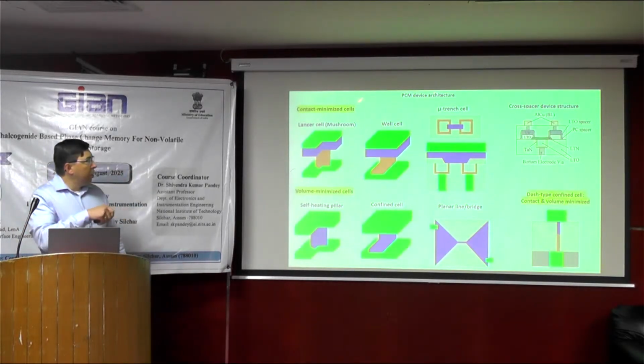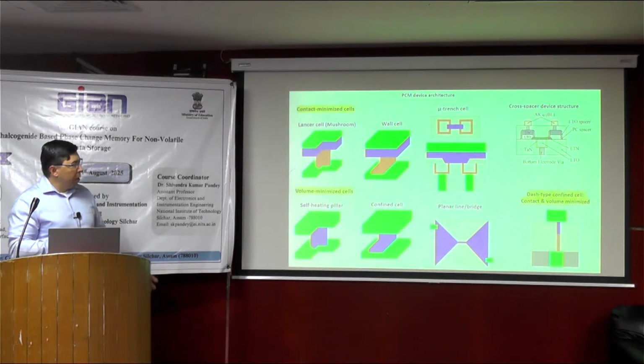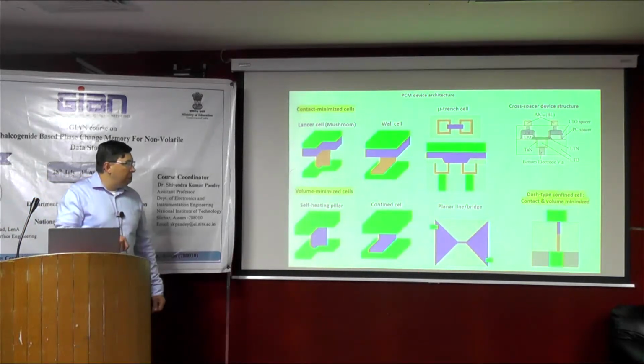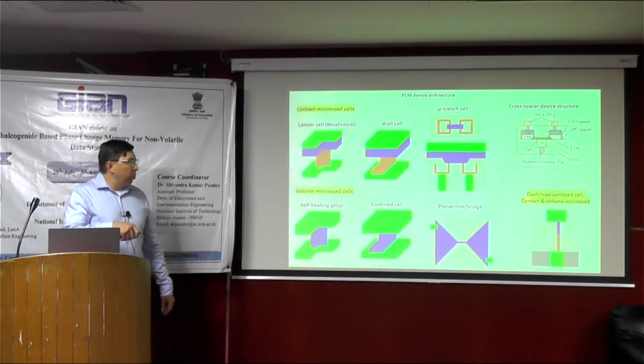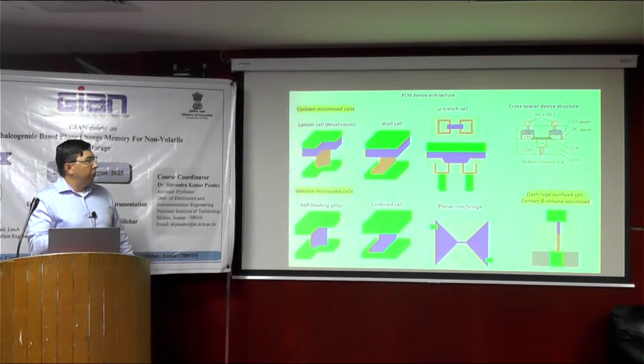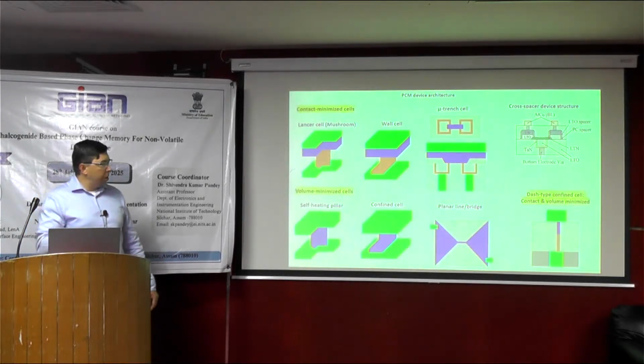You can also make, as I said, a mixed cell and make a confinement of the electrode and of your switching volume. And this goes by the name dash-type confined cell. Here you reduce the size of your phase change material, and this is the size of your heater. And here, from the left and right side, this is silicon oxide.